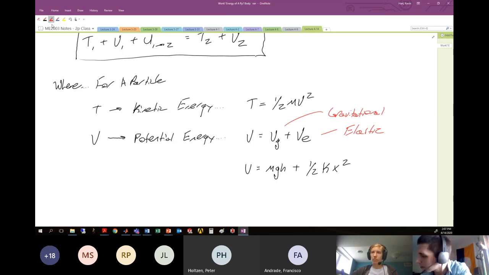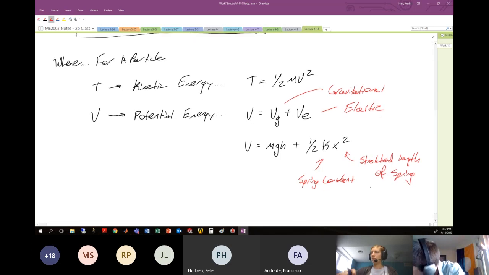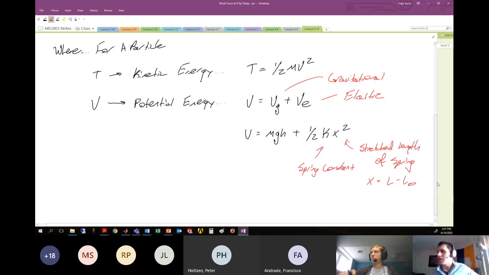So let's define some of these things. Here this K is the spring constant, and this X is the stretched length of the spring. You might see it as X equals L minus L0, where L0 is the original length of the spring and L is the deformed length. Okay, so that's your potential energy.